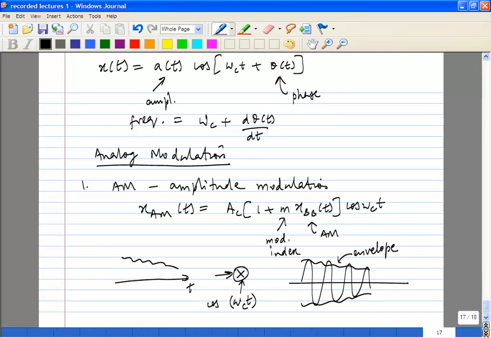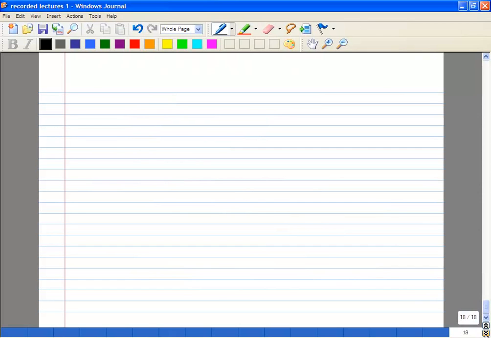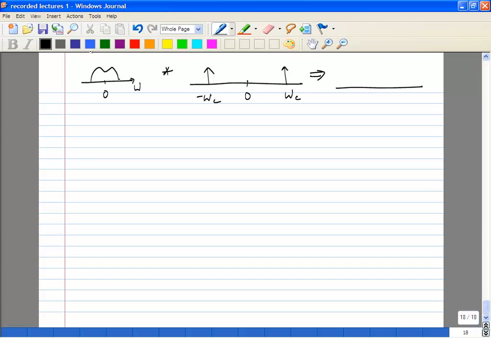What does it look like in the frequency domain? Let's say the signal in the frequency domain looks something like this. You're going to convolve it in the frequency domain with a cosine, which looks like this, which is just two impulses at plus or minus omega_c, and this gives you the signal at plus omega_c and minus omega_c.